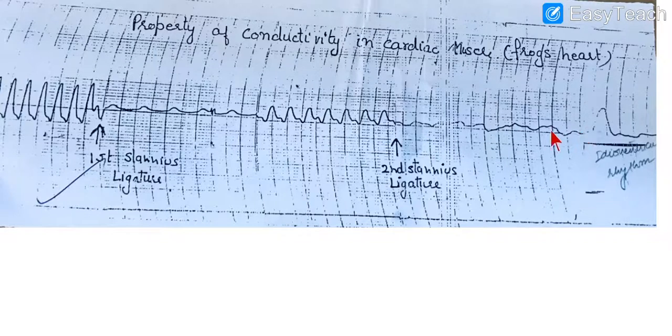its own. It says, leave it, we will contract on our own. So there will be ultimately generation of one rhythm. This is called idioventricular rhythm.